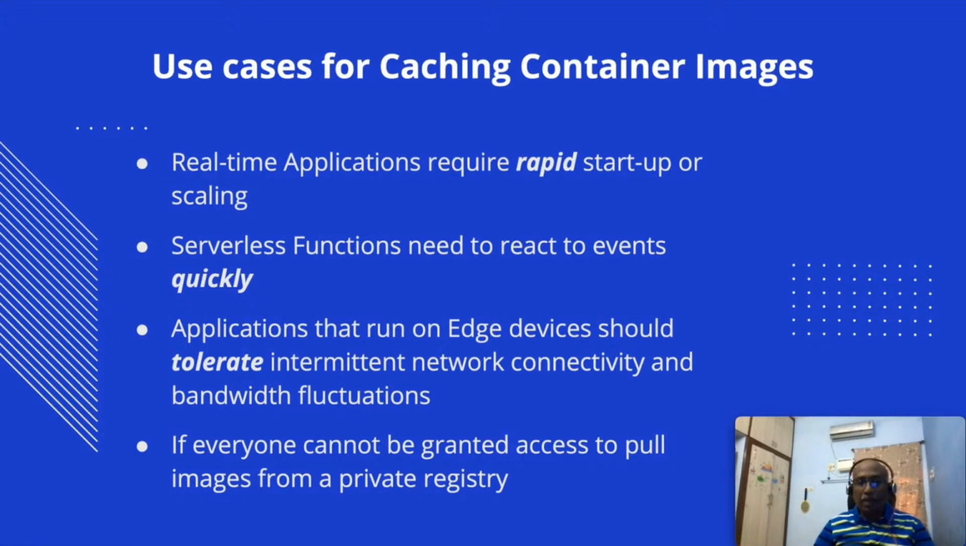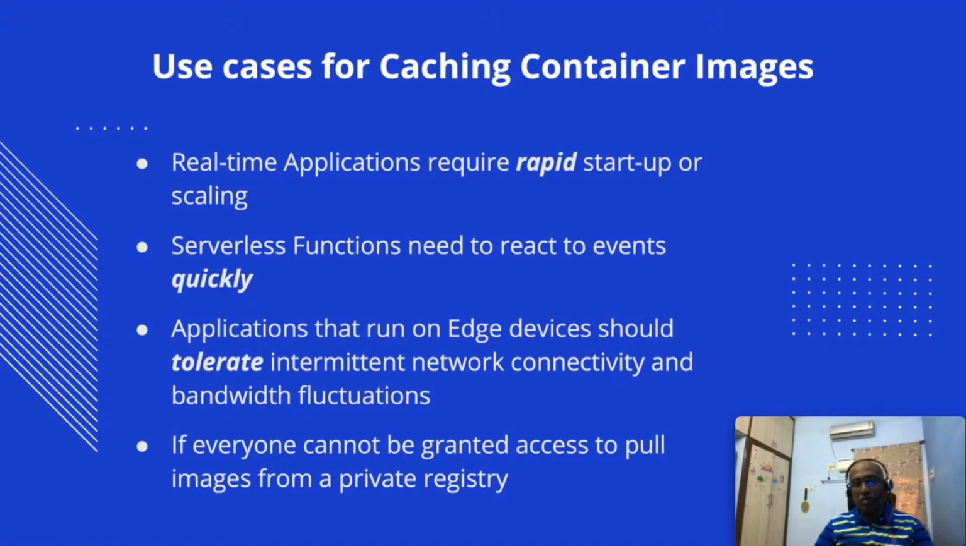There are also applications that run in edge environments, for instance IoT edge devices. These applications should be able to tolerate intermittent network connectivity. There will be fluctuations in network connectivity or in the bandwidth available, in which cases these applications will not be able to reach the external network or the cloud. In such cases it is better to cache the container images on these edge devices or very close to them.